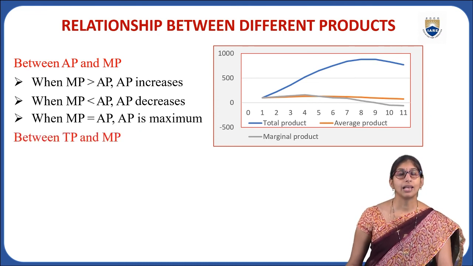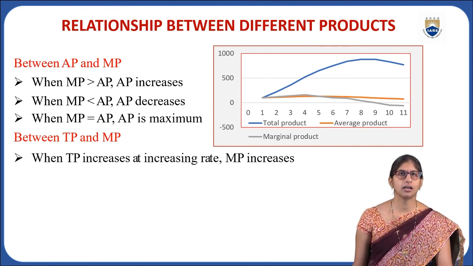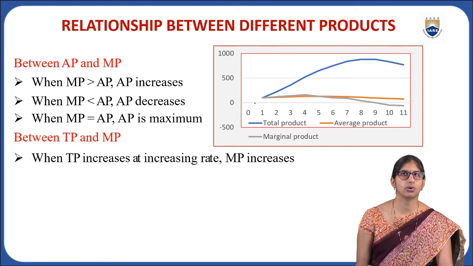Okay. And now let's know the relationship between total product and marginal product. When the total product is increasing at an increasing rate, you can see this, where the marginal product curve cuts the average product curve, right? So this is the point. From here we can draw a line like this. This is stage 1, right? So when the total product increases at an increasing rate, the marginal product also increases.